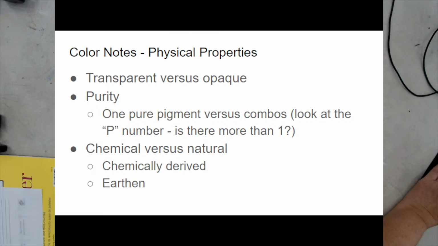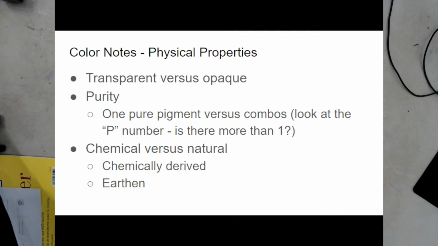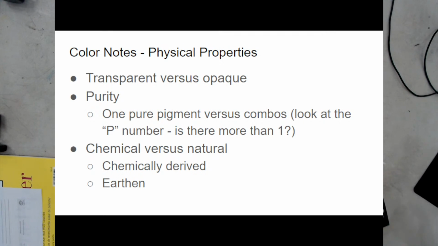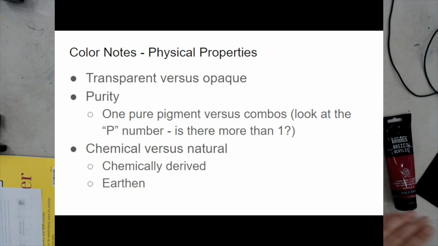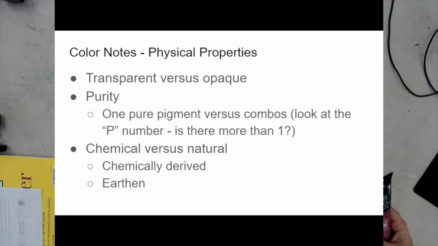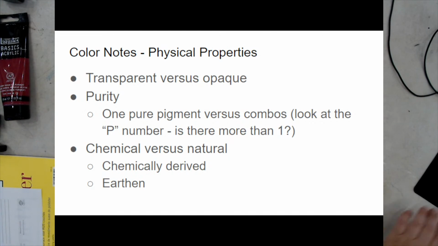Physical properties: transparent versus opaque. Alizarin crimson is a very transparent color, whereas yellow ochre, well, this one is called yellow oxide because in this series it was too hard to find yellow ochre. But anyway, yellow ochre is generally opaque. Titanium white is like the most opaque that you can use.